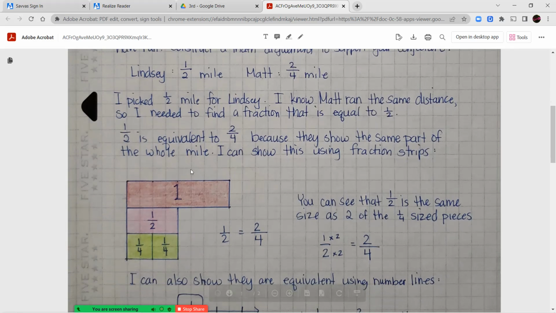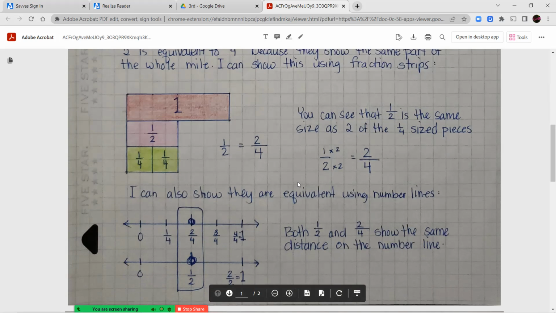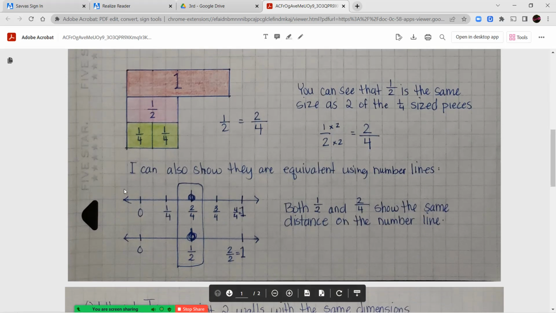Now I can show this using fraction strips. This is going to be part of the way that I'm constructing my argument to defend my answer. So I showed that my 1/2 is the same part of my whole as my 2/4. So 1/2 is equal to 2/4. I can also show that they're equivalent using number lines. Now I drew two number lines over here stacked on top of each other. They both show the same size whole. My first number line is broken into 4 equal parts. My second number line is broken into 2 equal parts. And here you can see right away that the 1/2 and the 2/4 are equivalent because they show the same amount of distance traveled on that number line.